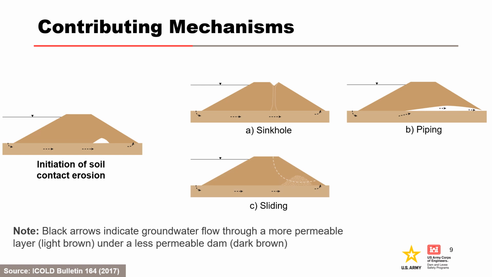In Figure C, soil contact erosion leads to the loss of stability or unraveling of the embankment section. In Figure D, the eroded fine particles clog a permeable layer and increase pore pressures in the embankment, which may result in hydraulic fracture and uplift of the downstream toe.